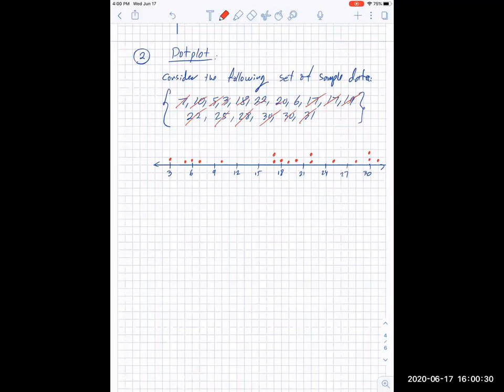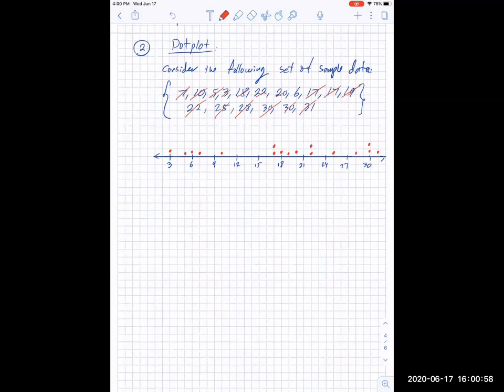I don't see any pattern in how the points are spread out. There is no concentration in the middle. There is a gap here, so there is no specific statistical pattern that I can use to describe this distribution. Okay, so this is the dot plot.